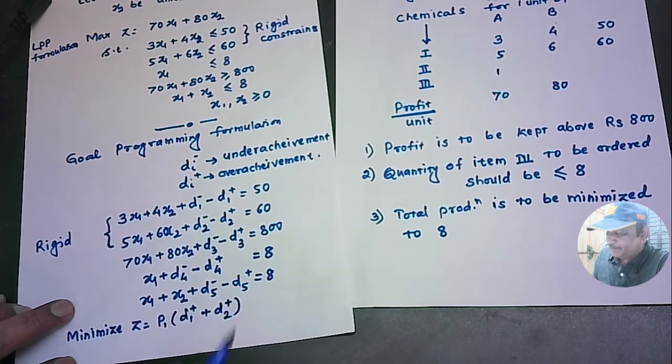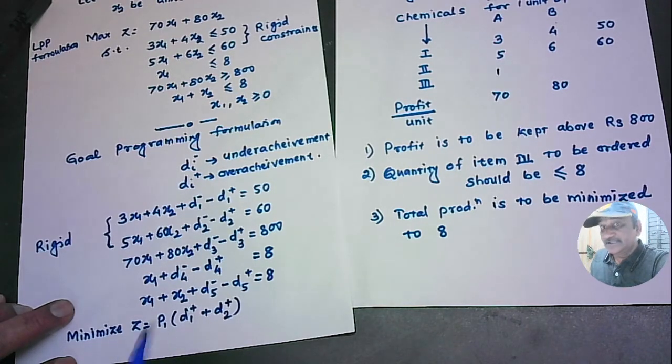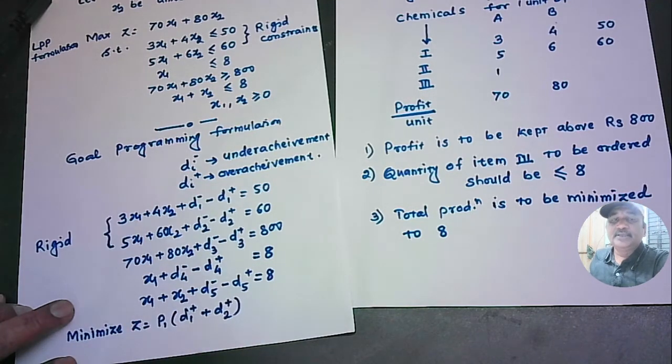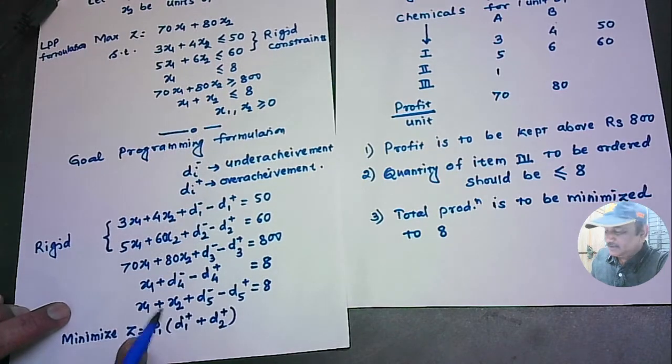Once again, I repeat, in the objective function, there will be one coefficient which will indicate the priority at which that goal is to be achieved. So this is the first priority goal. It is indicated by P1. P1 doesn't have any other significance other than being a sequence number. This is the first priority goal. And what is to be minimized at first priority?